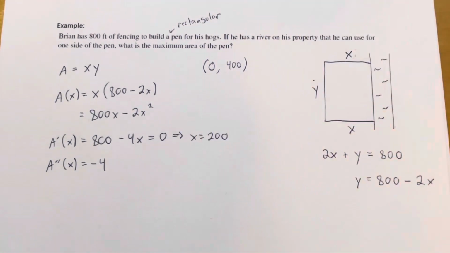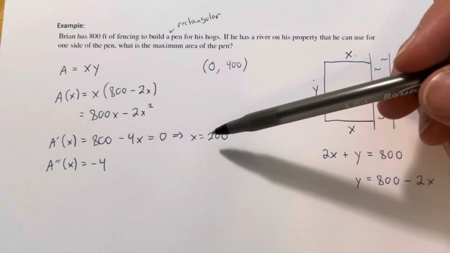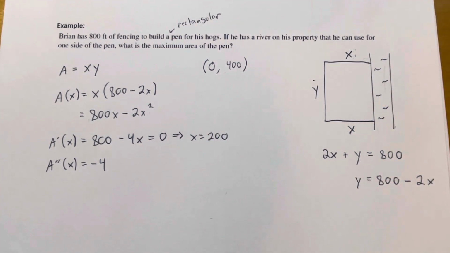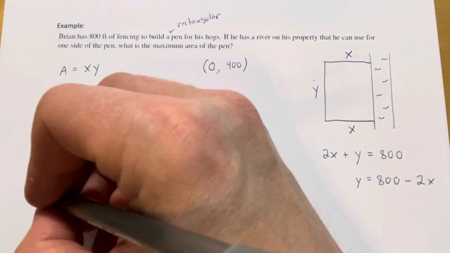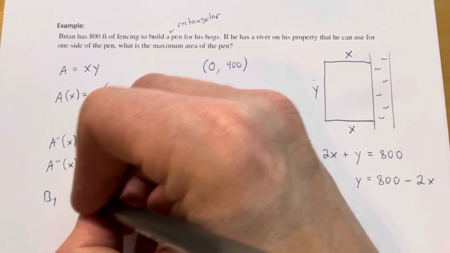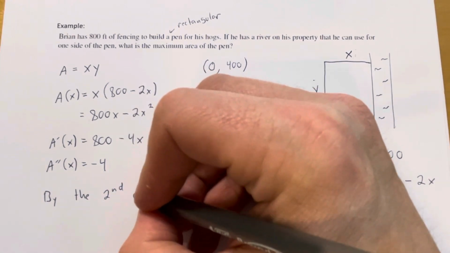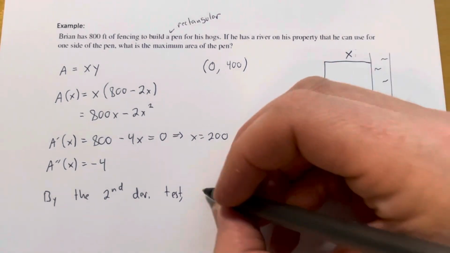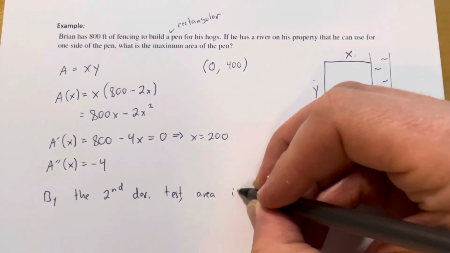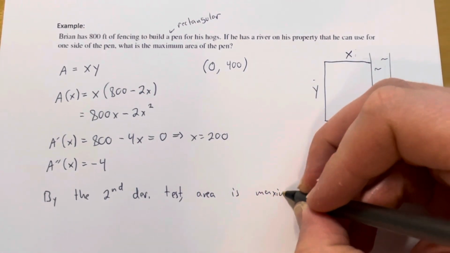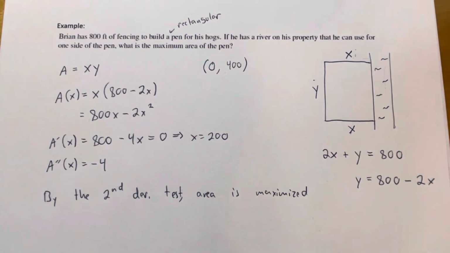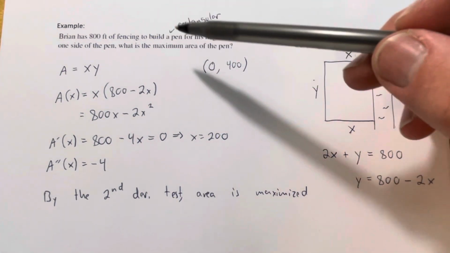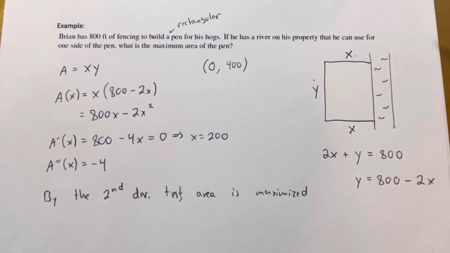We have a concave down part of our curve when we are at our critical number. That implies that we have a relative maximum. So once again, I can say by the second derivative test, this time it's area that we're maximizing, so I can say area is maximized. Now, again, let's read the question really carefully before we finish writing this sentence. If he has a river on his property that he can use for one side of the pen, what is the maximum area of the pen?